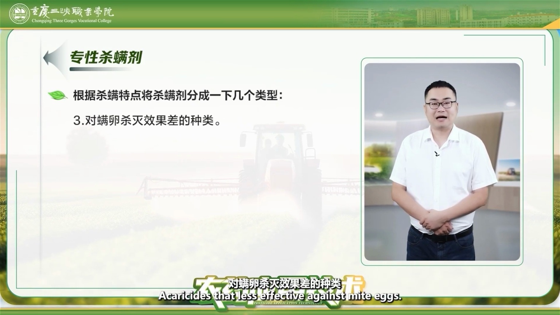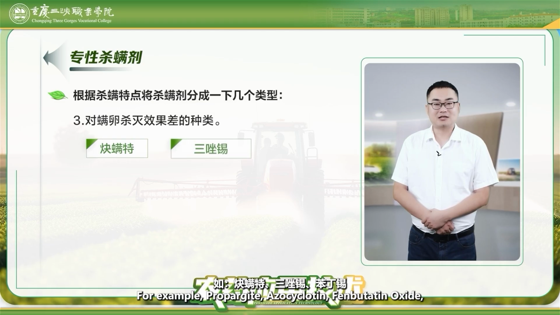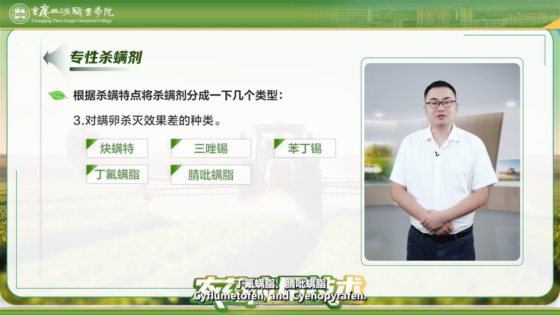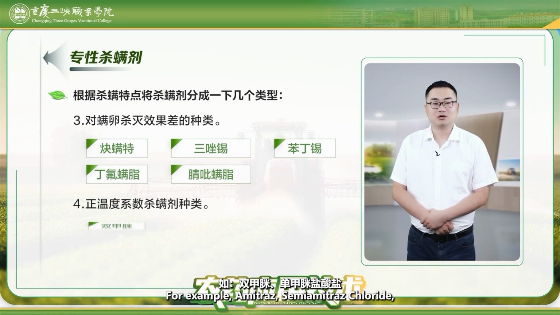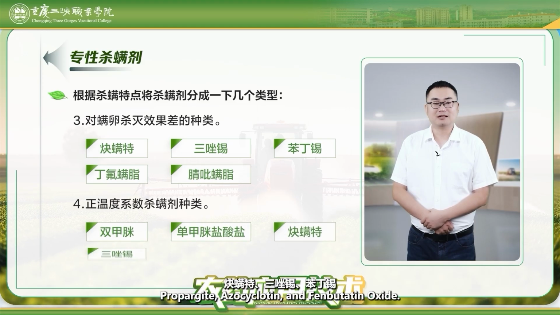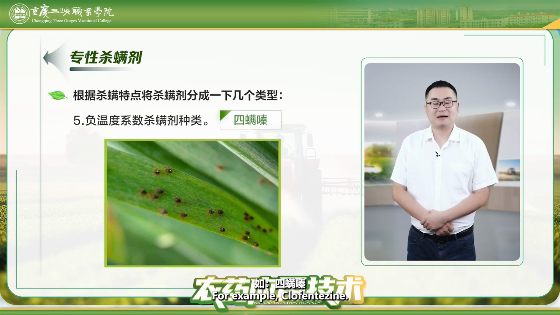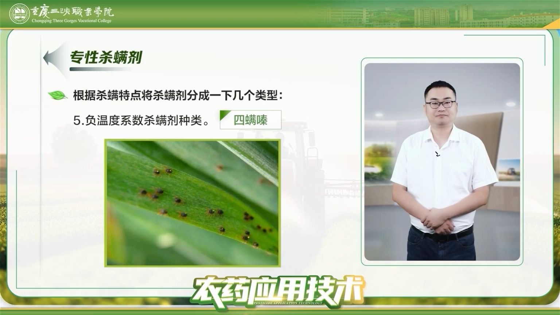Acaricides that are less effective against mite eggs, for example, propargite, azocyclotin, fenbutatin oxide, cyflumetofen, and cyenopyrafen. Positive temperature coefficient acaricides, for example, amitraz, semiamitraz chloride, propargite, azocyclotin, and fenbutatin oxide. Negative temperature coefficient acaricides, for example, clofentezine. Now, let's take a look at several key acaricides.